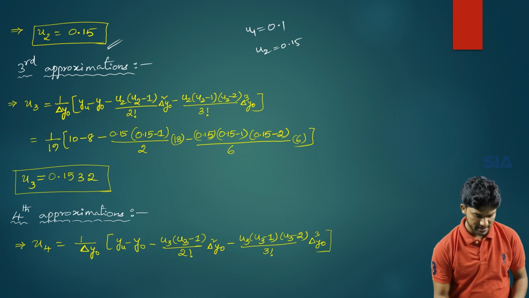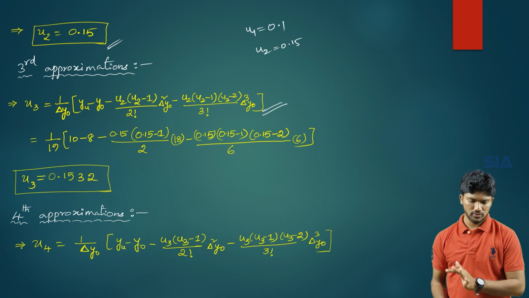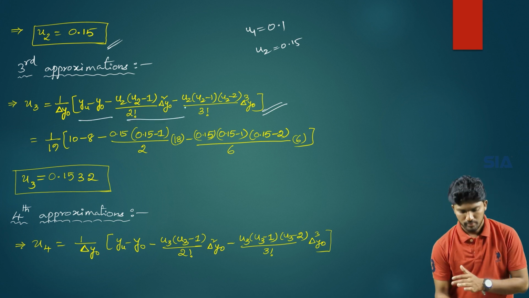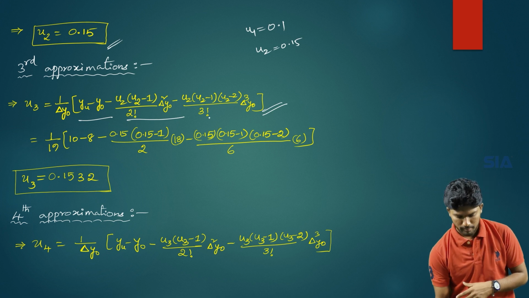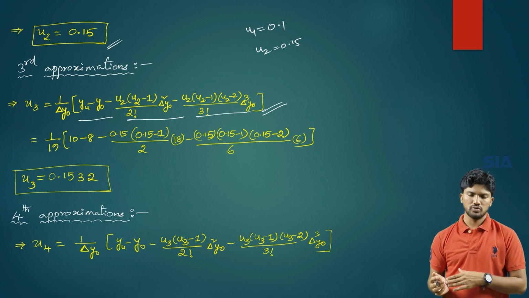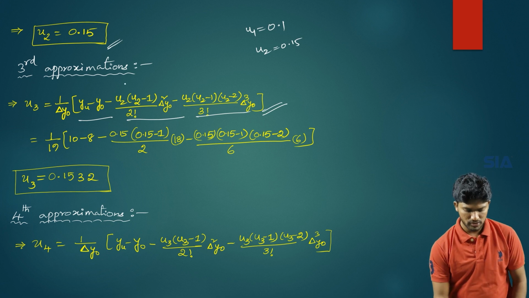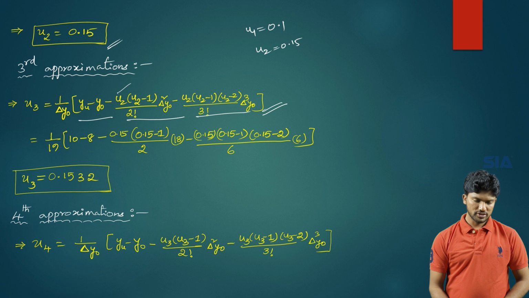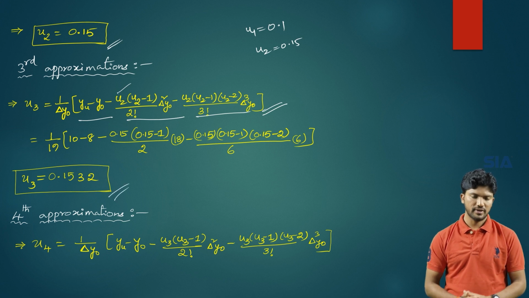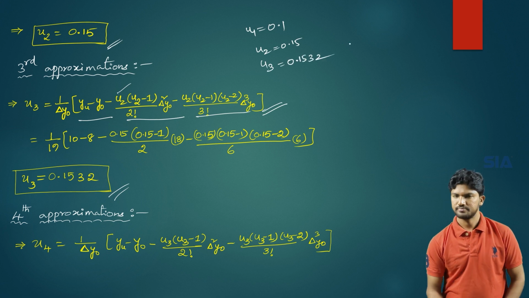So next, u suffix 3, this is the formula: 1 by delta y naught into (y suffix u minus y naught), minus u2 into (u2 minus 1) by 2 factorial delta square y naught, minus u2 into (u2 minus 1) into (u2 minus 2) by 3 factorial delta cube y naught. Don't forget to use the u2 value when you go to the third approximation. Substitute the second approximation value and you will get u suffix 3 is equal to 0.1532.